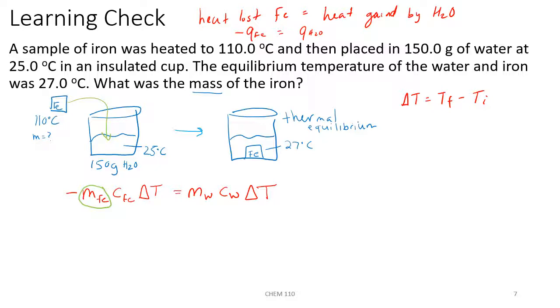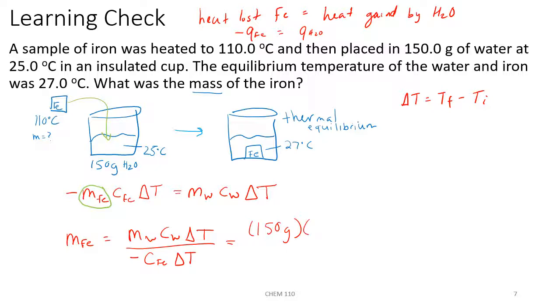If we isolate and solve the mass of our iron, that'll be equal to the mass of our water times the specific heat of our water times delta T divided by negative the specific heat of iron times our delta T for the iron. We have to check our units and make sure everything is going to cancel. Specific heat is in units of joules per gram degrees Celsius. So that means that our temperature changes have to be in degrees Celsius and our masses have to be in grams as well. The mass of our water was 150 grams.